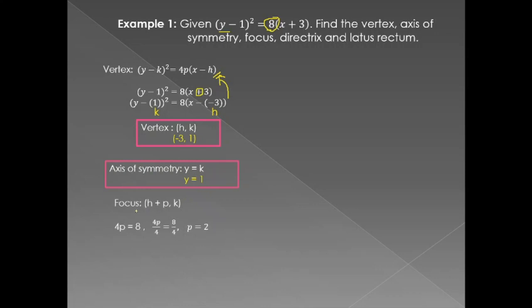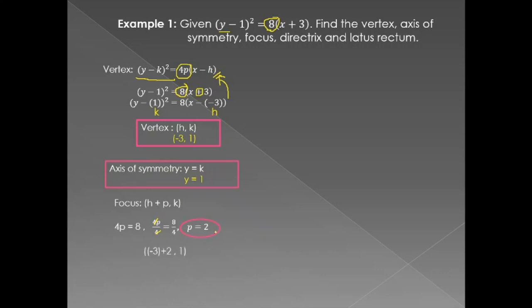Next, for focus, we have (h plus p, k). Nakuha po natin to doon sa mga characteristics nito, (y minus k) squared. Para makuha natin si focus, kailangan muna natin isolve si p. So, our 4p is equal to 8. To solve for p, we need to divide both sides by 4, and then cancel si 4. We have 8 divided by 4 is equal to 2. So, our p is equal to 2.